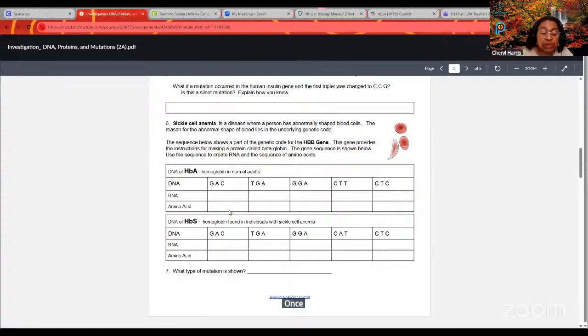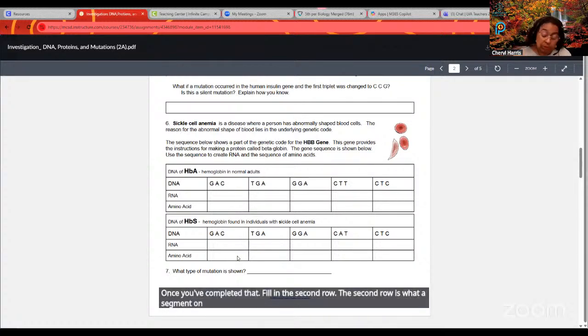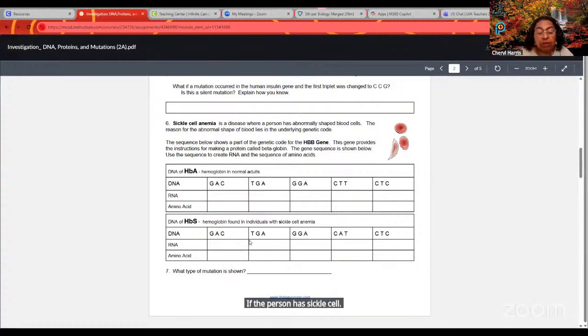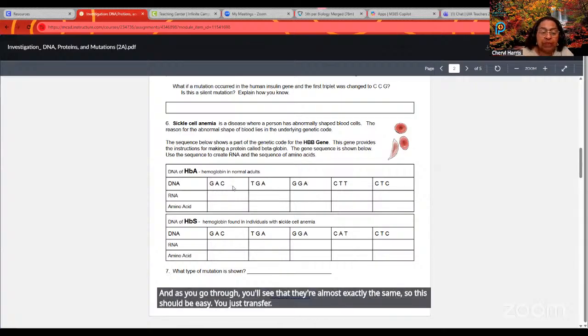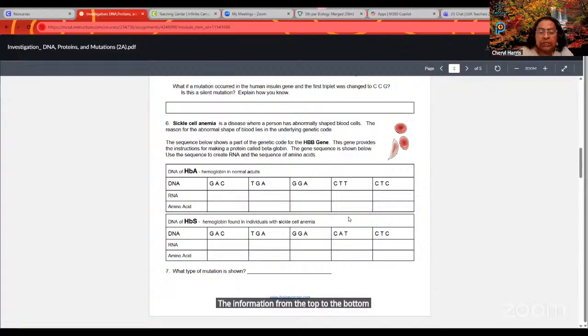Once you've completed that, fill in the second row. The second row is what a segment on a protein would look like if the person has sickle cell. So fill in all the boxes. And as you go through, you'll see that they're almost exactly the same. So this should be easy. You just transfer the information from the top to the bottom until you get to CTT. And the one on the bottom is CAT.